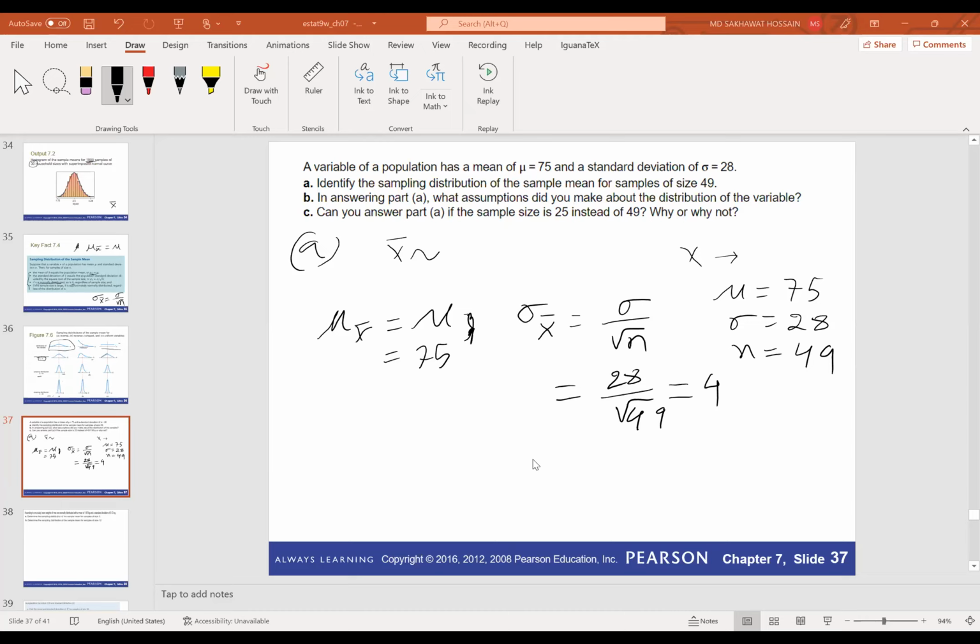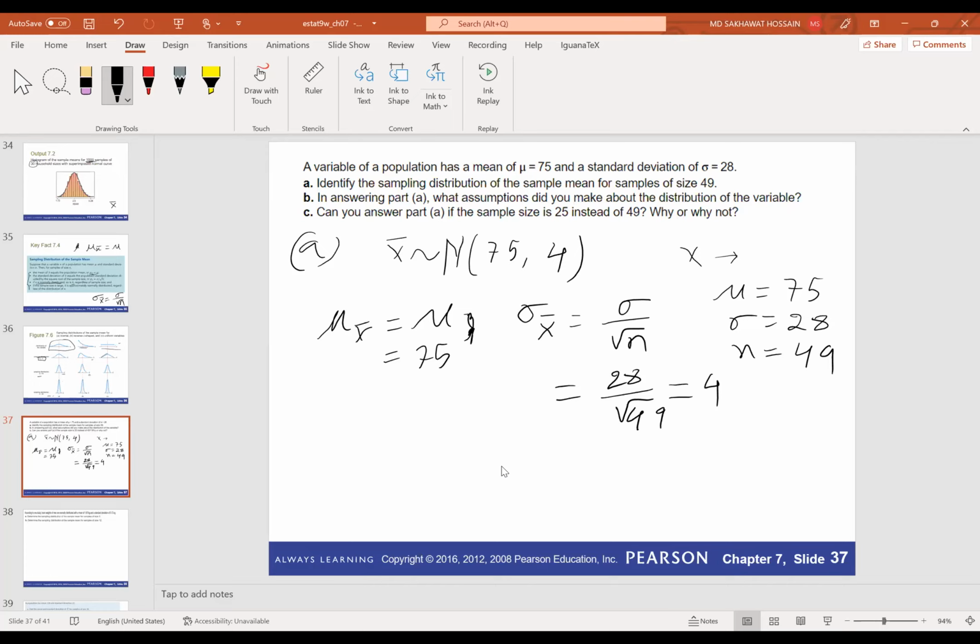Now the question is, how do we know whether the sample size is large or small? The rule of thumb is, if the sample size is 30 or more, actually there is no fixed rule. It depends on the distribution of X. Sometimes, if it is less than 30, we can consider the sample size large. This depends on the population distribution. But the rule of thumb is, if the sample size is 30 or more, we consider it a large sample size. And here the sample size is 49, which is greater than 30, so we can consider 49 a large sample size. That means the distribution will be normal with mean mu, 75, and standard deviation sigma X bar, which is 4.